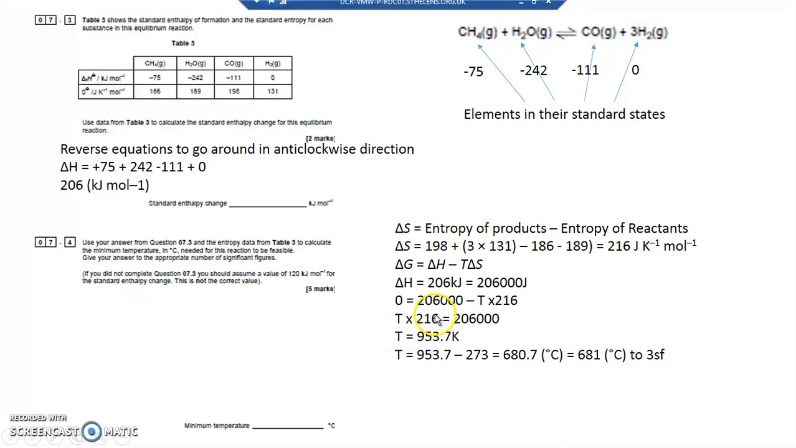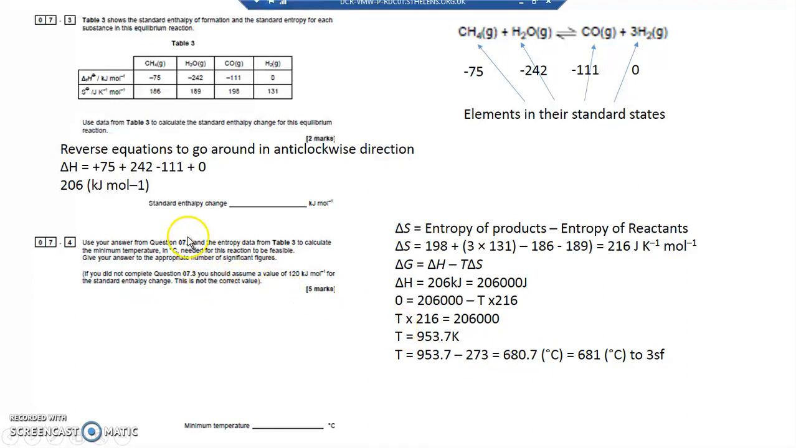Divide both sides by 216. T is 953.7 Kelvin. It asks for it, however, in degrees C. So to convert this Kelvin into degrees C, I've got to take away 273, and therefore that's 680.7.